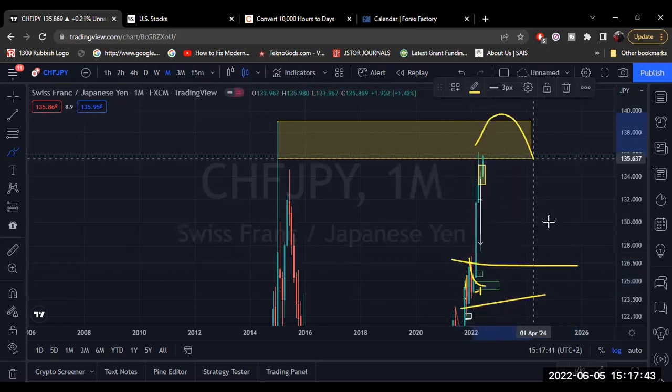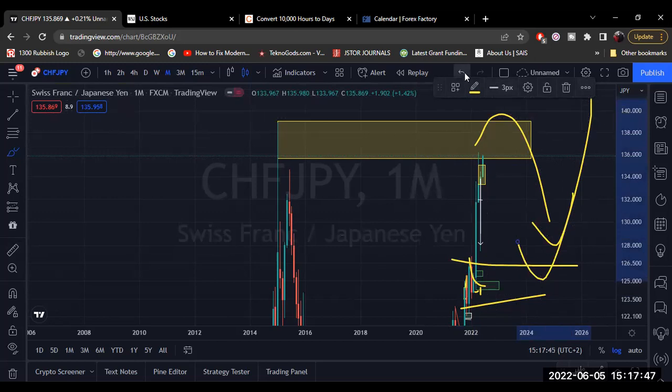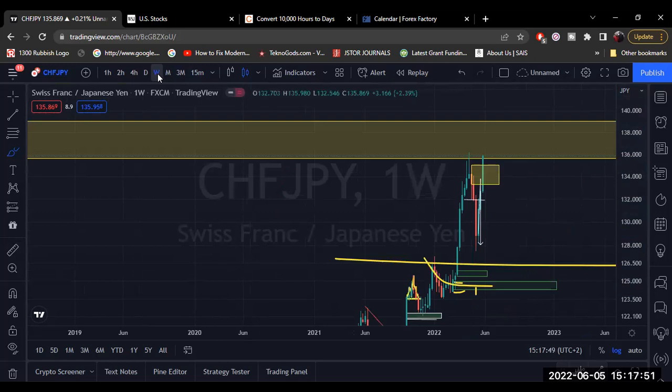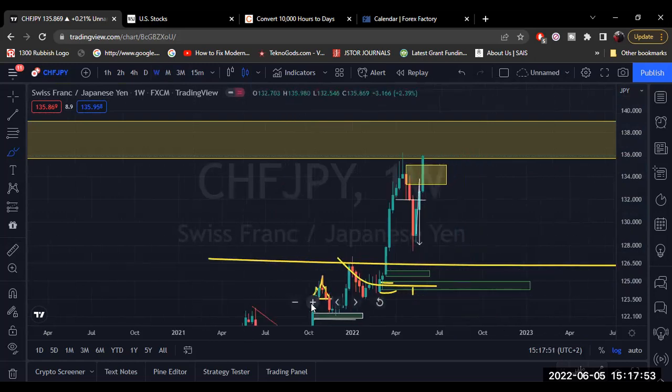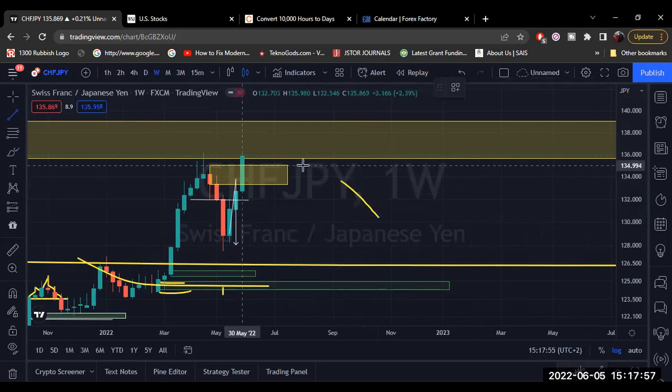So this will be something to look to sell at some point in time, and definitely something to buy in the long run at some point in time, right? So let's now start to do a slow multiple time frame breakdown, multiple time frame analysis, so to speak.